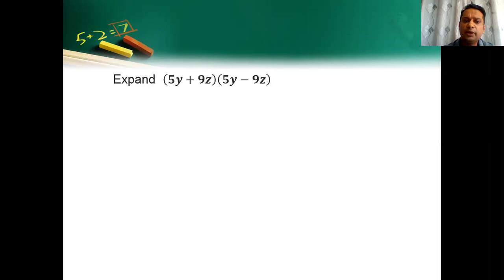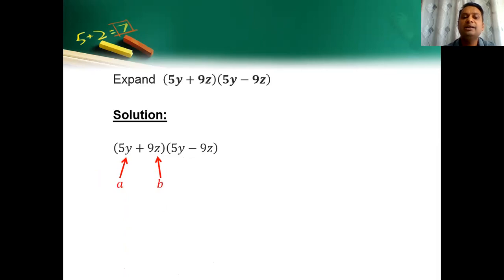Let us try another one. Expand 5y plus 9z times 5y minus 9z. You're going to use a plus b times a minus b is equal to a squared minus b squared. So directly, you're going to replace a by 5y and b by 9z, which is equal to 5y squared minus 9z squared. And the final answer is 25y squared minus 81z squared.